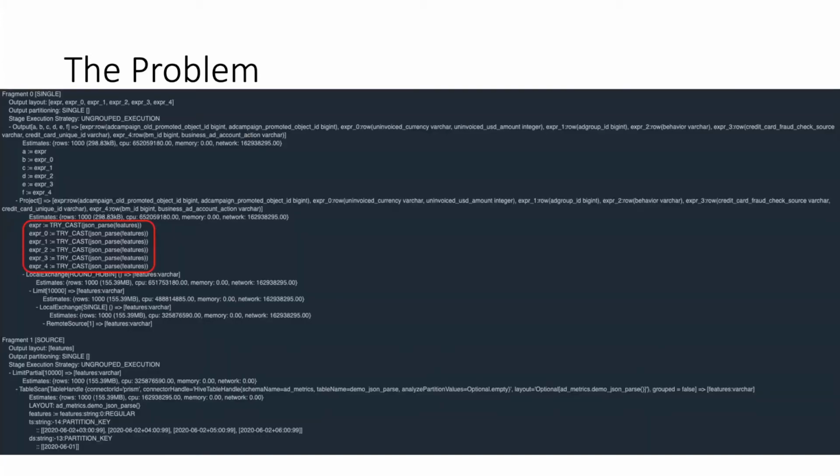If you look at the execution plan for this project, it looks even weirder because try-cast doesn't print out the output type. So it looks exactly the same, repeated 6 times. But actually the common sub-expression here is JSON parse of features, and we're casting it to different types. That's why there are 6 different expressions. Obviously we don't want to run this 6 times, especially if it's expensive. So what can we do?